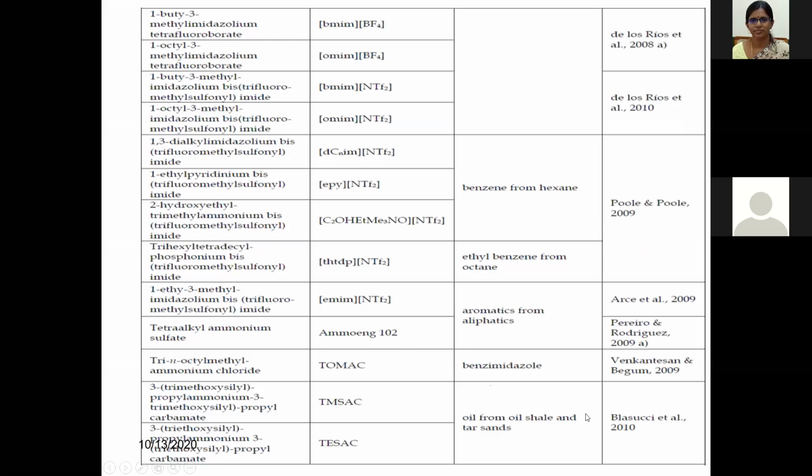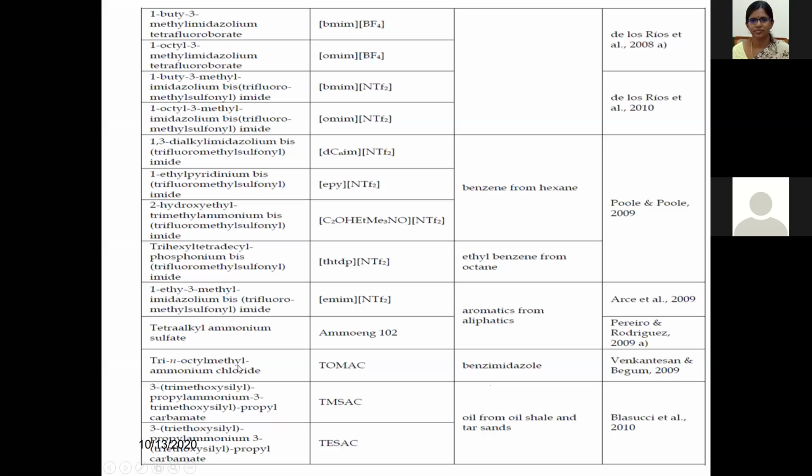So you can see that we have our work also reported, tri-N-octyl methyl ammonium chloride. It is called TOMAC. It's one of the ionic liquids which we have used in my PhD studies. It is for extraction of benzimidazole. Benzimidazole is a heterocyclic aromatic compound which is used for antibacterial activity. So that has been tried in my research. I have published in Chemical Engineering Journal in 2009.